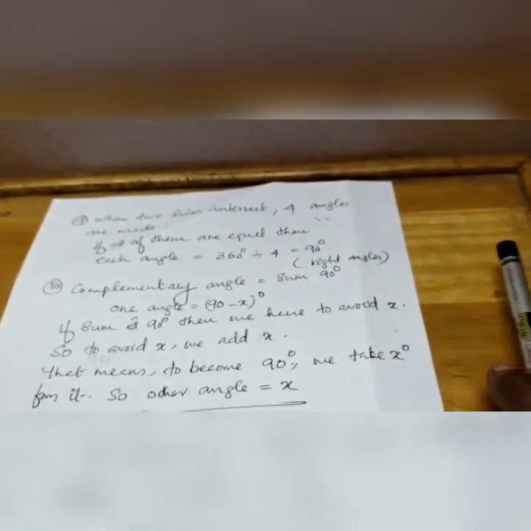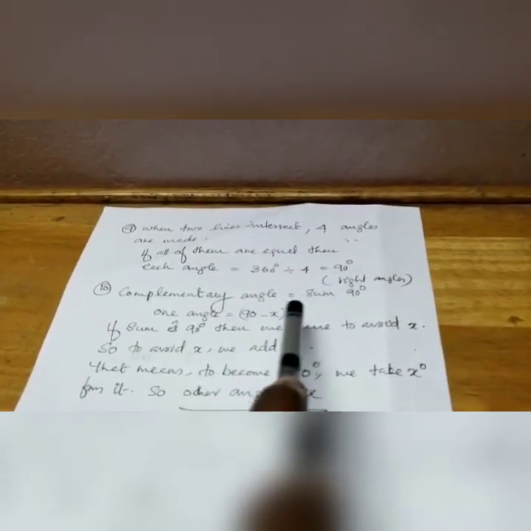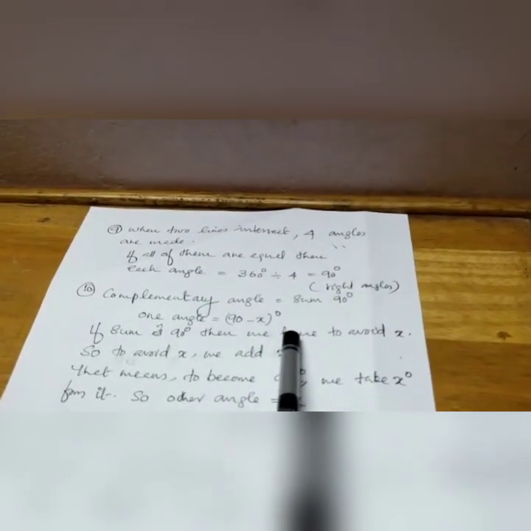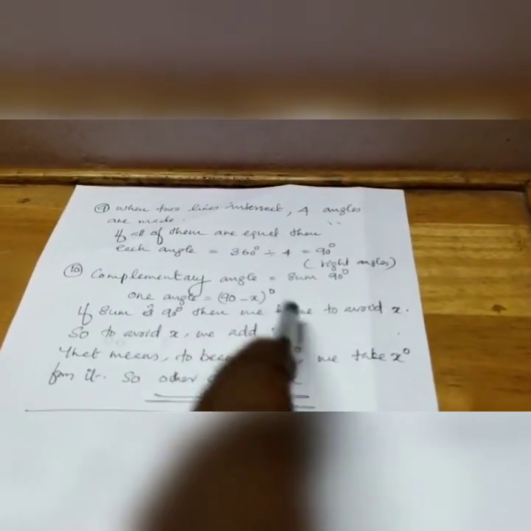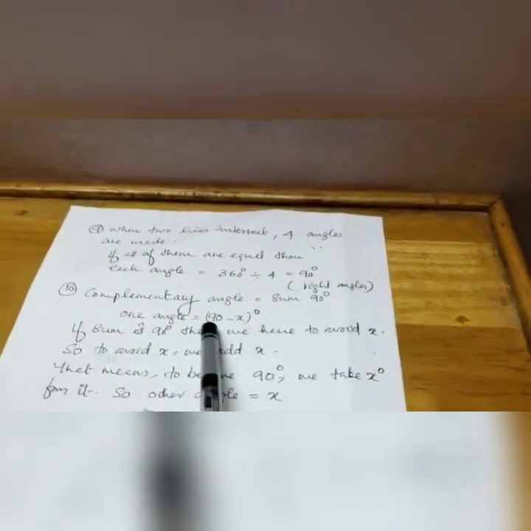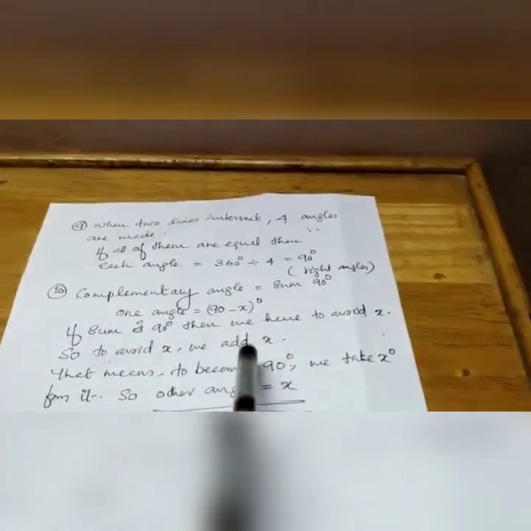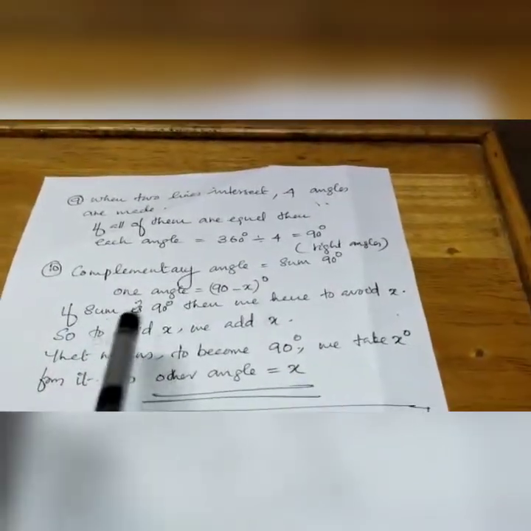The lines intersect perpendicularly. Then complementary angles sum to 90 degrees. One angle is 90 minus x degrees. The sum of the 2 angles is 90 degrees. So we need to add x, that is, we have to take x from here. So we add x degrees. Therefore, the other angle is x.